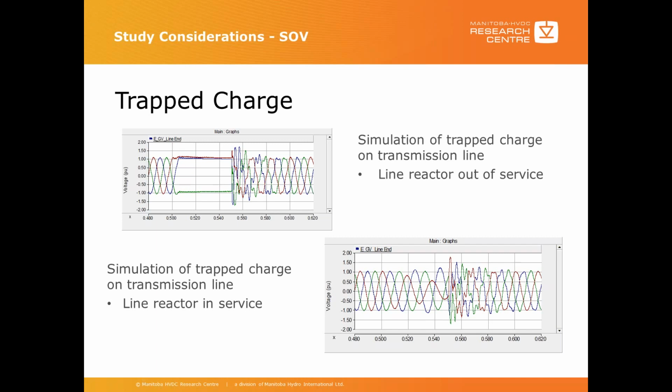However, if there is a line reactor in service, there will be an oscillation between the line reactor and the LC elements of the transmission line. Therefore, you need to consider the dominant natural frequency of the line reactor and the transmission line L and Cs when closing the breaker to capture the worst case switching overvoltage, as we see in this example.